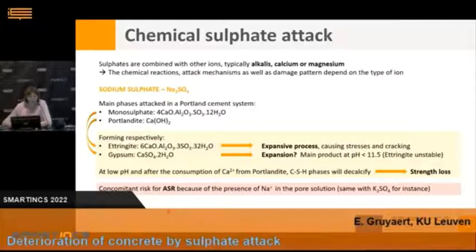First of all, the main phase that is attacked in a Portland cement system when it comes into contact with sodium sulfate is the monosulfate. As you have seen from the presentation of Professor De Bailey, the monosulfate is there in your mix because your C3A mineral reacts with the calcium sulfate, forming the ettringite, and the ettringite is further transformed to the monosulfate. So when this concrete or cement paste or mortar comes into contact with a sodium sulfate solution, the monosulfate is transformed to ettringite again.